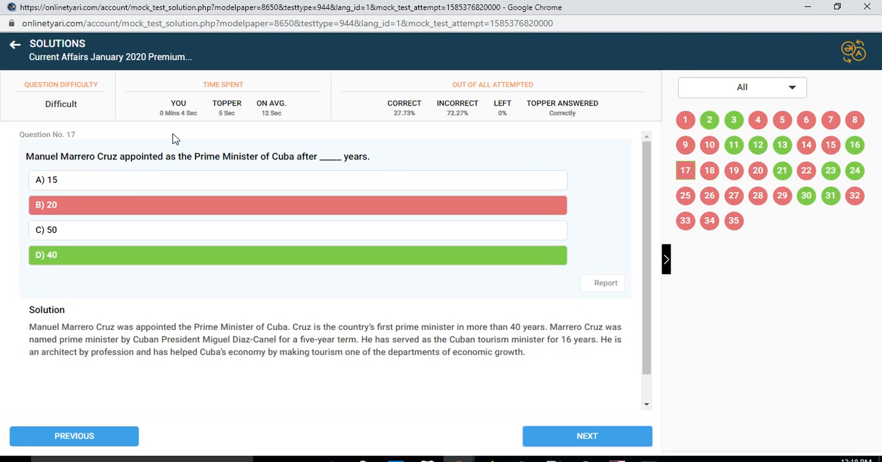Manuel Marrero Cruz appointed the Prime Minister of Cuba after 40 years. Cruz is the country's first Prime Minister in more than 40 years. Marrero Cruz was named the Prime Minister by Cuban President Miguel Diaz-Canel for a 5-year term. He has served as the Cuban Tourism Minister for 16 years.